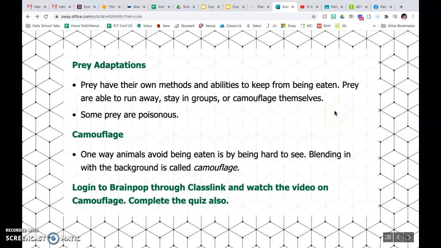So prey have also developed their own methods and abilities to keep from being eaten by the predators. Prey are able to run away, stay in groups, maybe camouflage themselves. Some prey are poisonous. And one way that animals avoid being eaten is basically by being hard to be seen. They blend in with their background, and this is called camouflage. You're going to log into BrainPop and you're going to watch the video and complete the quiz on camouflage.